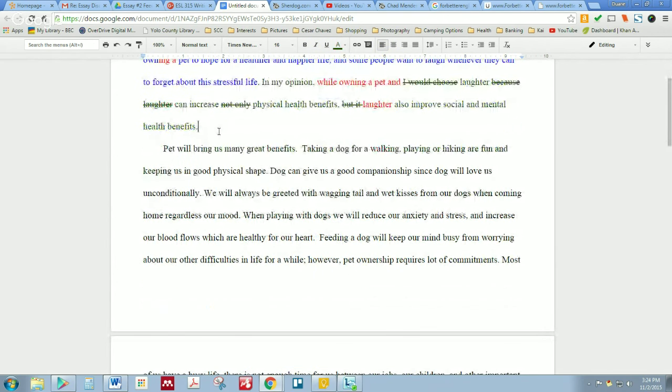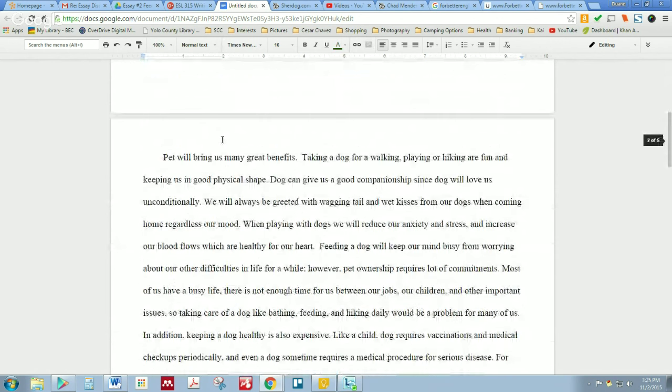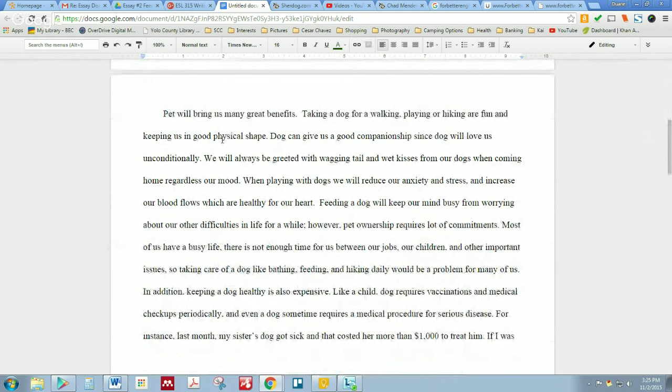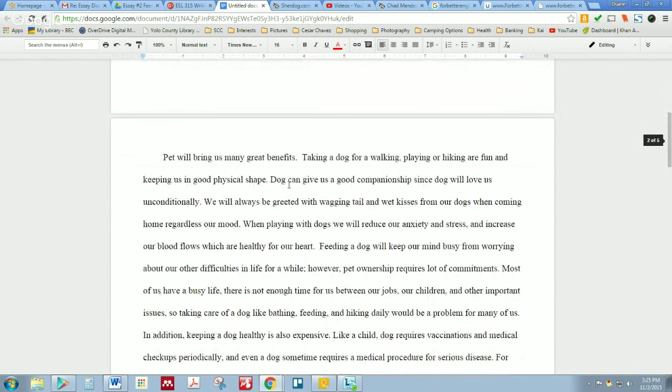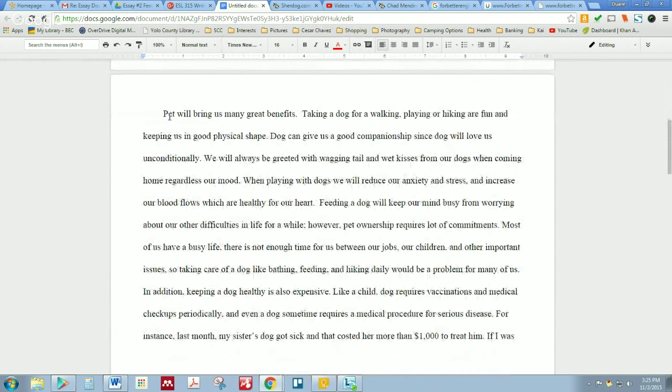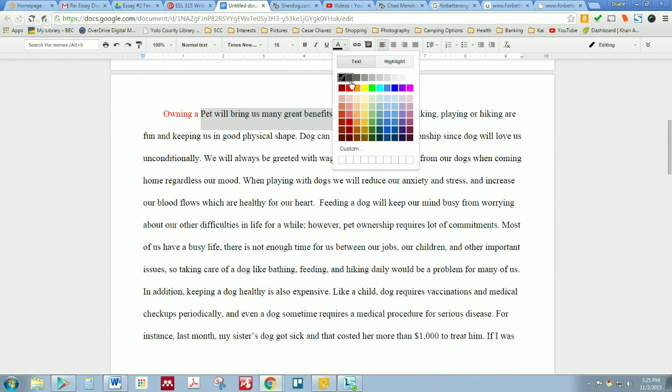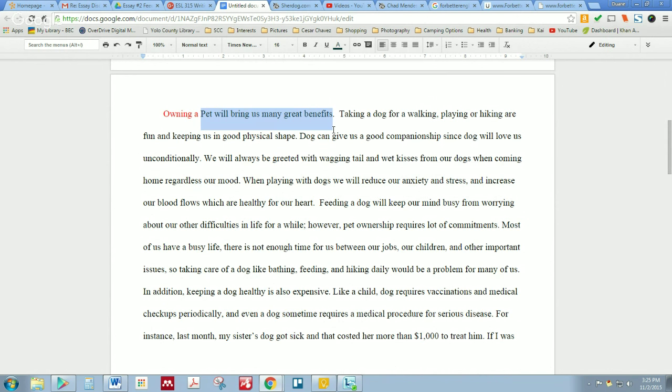Now, I will just put this all on one page. And like I said in the thesis, she starts with owning a pet. So the first paragraph, we would expect it to be owning a pet, and it is. Remember, not pet, but owning a pet. And that should be lowercase, but I'll let the author do that. So owning a pet will bring us many health benefits. So this is in green, a nice, clear topic sentence.